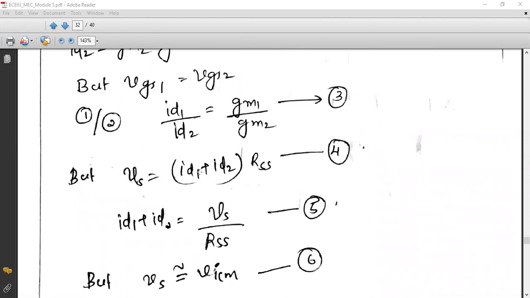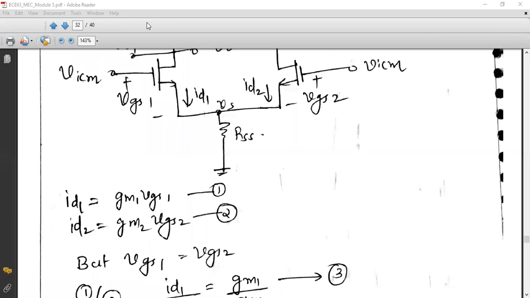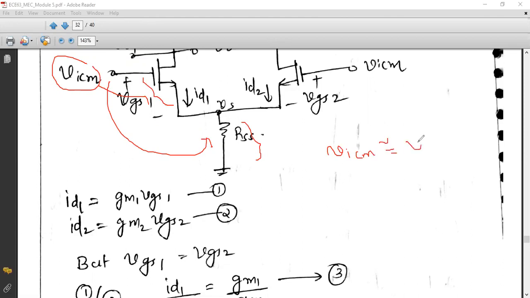Now you have rewritten this. That is, ID1 plus ID2 is equal to VS by RSS after rearranging. And if you analyze this input loop, the input voltage is VICM, which is contributing a fraction of voltage across the junction gate and source, and another voltage fraction is getting dropped across RSS. So you can neglect this VGS as the drop across the gate source terminal is very small. We can write VICM as approximately equal to VS.